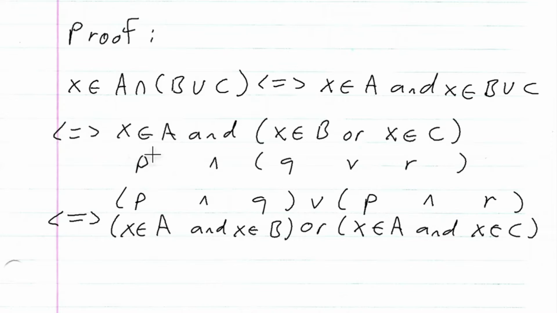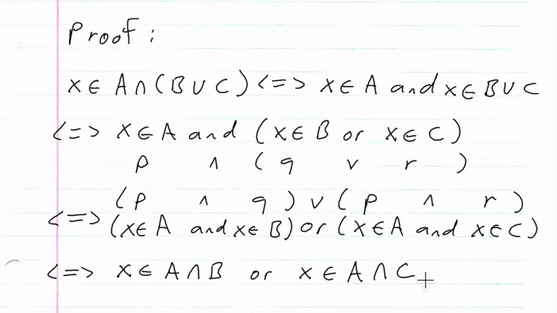So notice how I used the logical equivalence of P and (Q or R) to get to (P and Q) or (P and R), where P was x is an element of A, Q is x is an element of B, and R is x is an element of C. So now we can go ahead and continue the proof. By definition, this means that x is in A intersection B, right? Or x is in A intersection C, right?